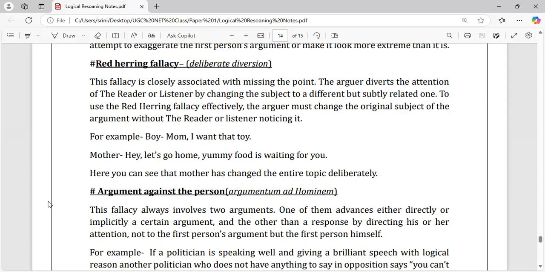For example, here is a conversation between a boy and his mom. The boy asks his mother, I want that toy. Mother says, let's go home, yummy food is waiting. Here the mother changes the entire topic deliberately without even answering. So when we change the subject without the other person noticing it, that is making a diversion from the conversation, the red herring fallacy.